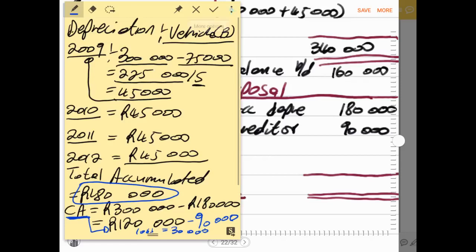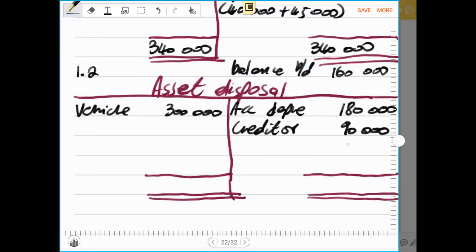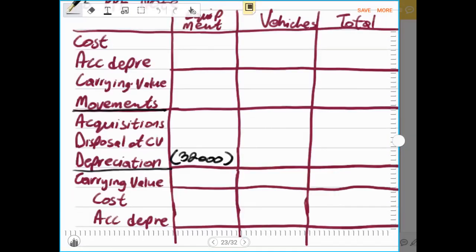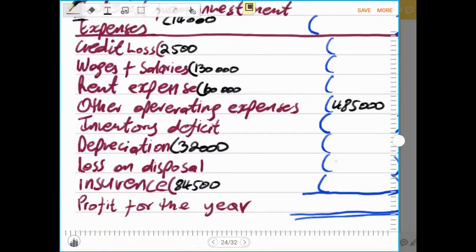So that amount of the loss will be recorded under the asset disposal on the credit side as 30,000 rands. This will be a loss on disposal. And immediately when you get a loss or a profit on the disposal of the asset, record that instantly in your income statement, because if you don't do that, you might probably forget. So I've already made a provision for the loss on the disposal, and I can record that as 30,000 rands. Please don't forget that.